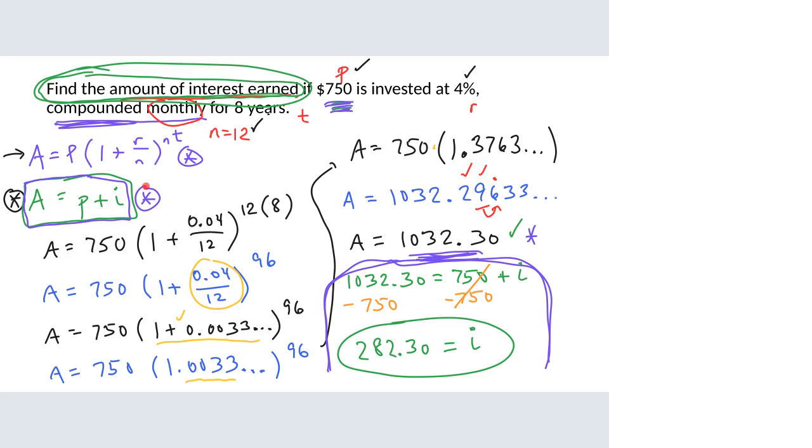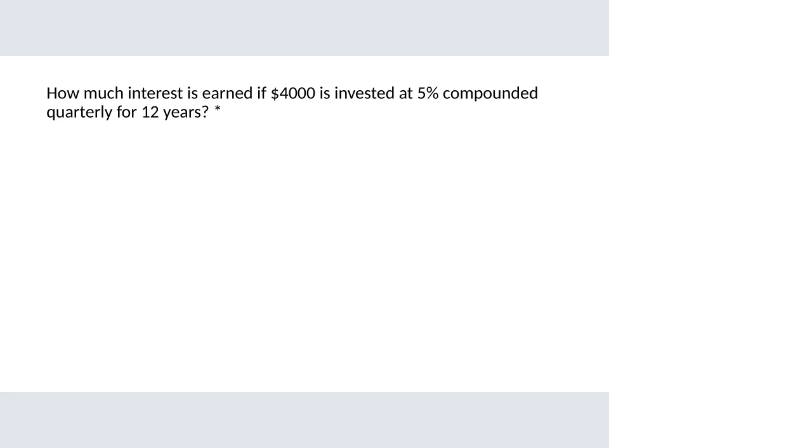Okay, let's see how we're doing here. How much interest is earned if $4,000 is invested at 5% compounded quarterly for 12 years? I'll set up a poll for this. I'll give you plenty of time because there's a lot to do here, and I'll let you try it.